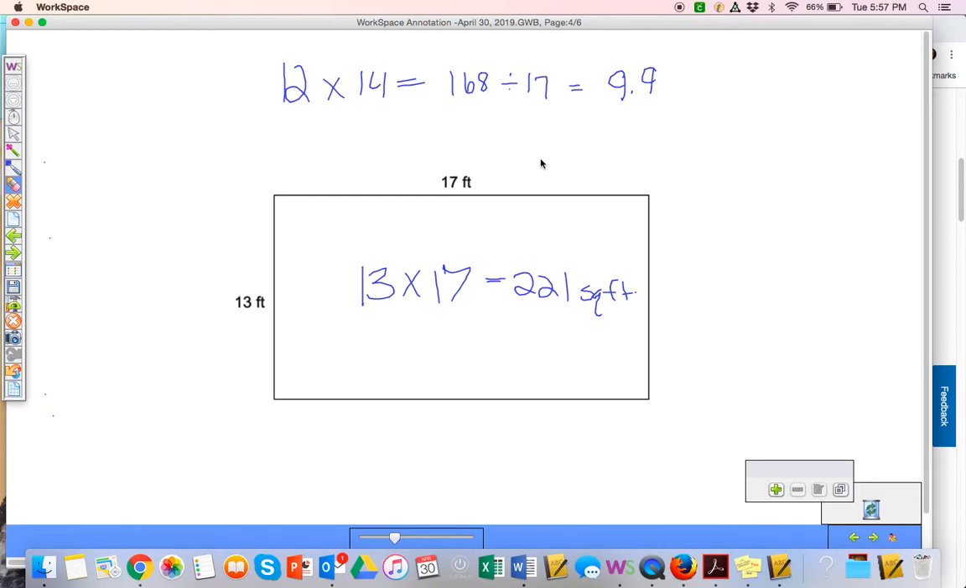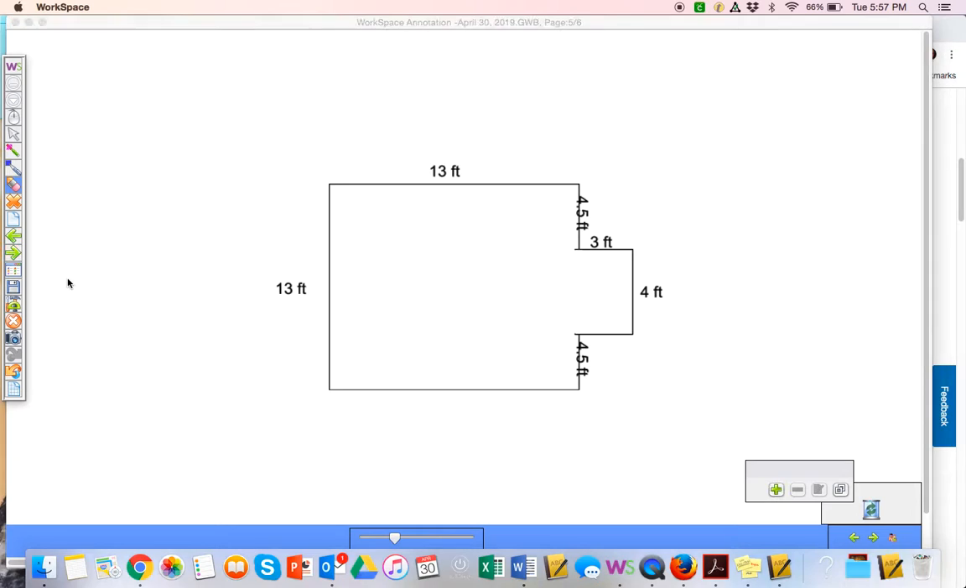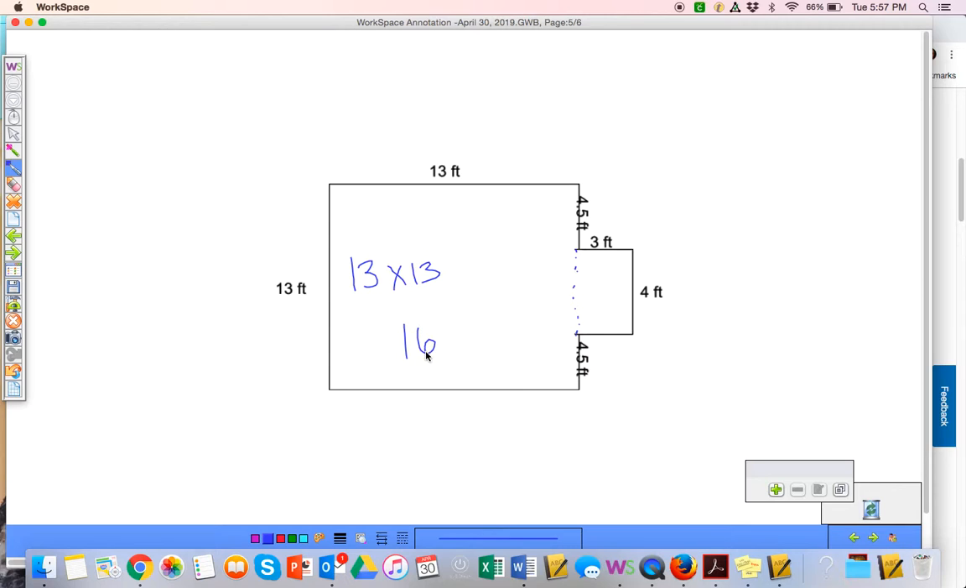Those of you that have the weird shaped room that looks like this, what you're going to do is you're going to cut this little piece off. You're going to find the area of this. So this particular one, I would do 13 times 13, which is 169. Then I'm going to find the area of this, which is 12. Then I'm going to add those two numbers together, and I get 181. So 181 square feet for this particular room size.